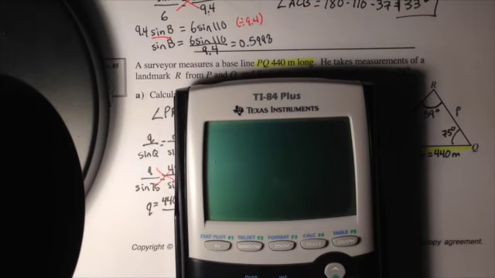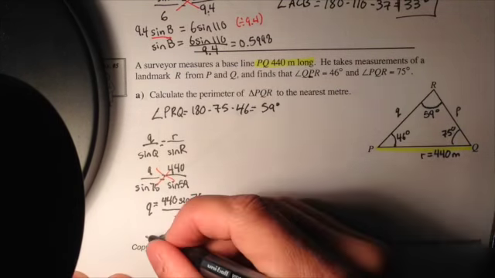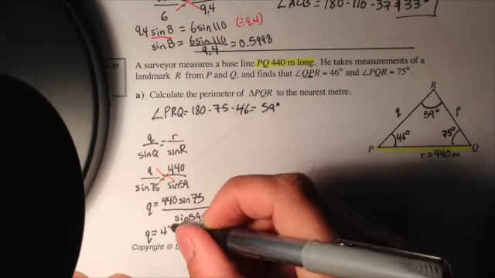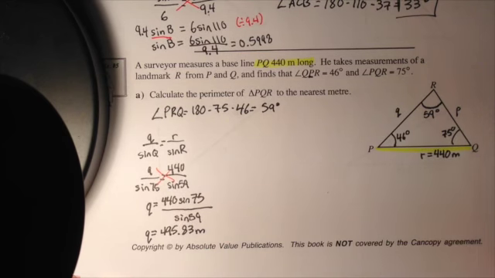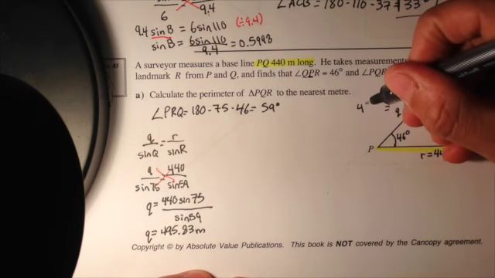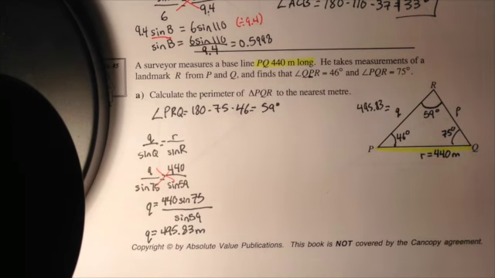And so let's see what that is. We go 440 sine 75, and I'm going to divide this by sine 59, and I get an answer of 495.83 meters. Okay, so now we have 2 sides. Right, so that was 495.83. Now we need to find side P.